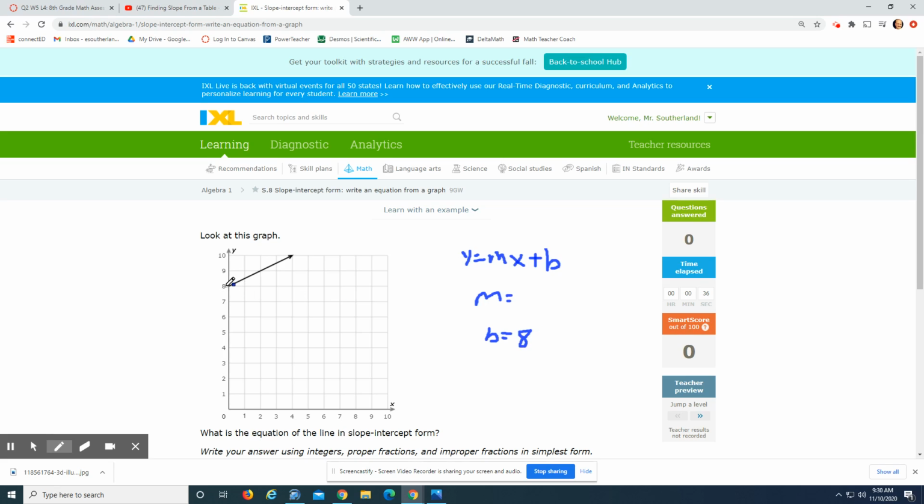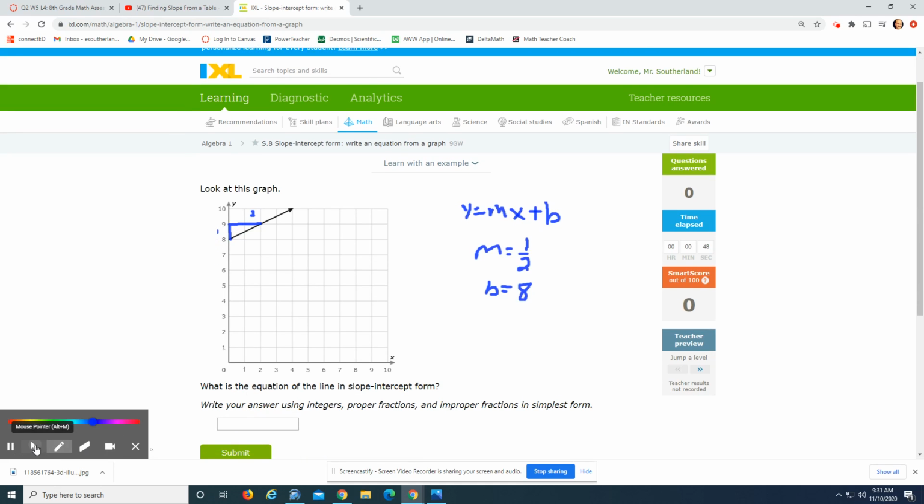I can see that it rises 1 and runs 2. You can draw the triangle if you would like. So 1, 2, left to right, it's going up. So 1 over 2. So I would go down here and I would type in lowercase letters, y equals 1 over 2x, and then plus 8.